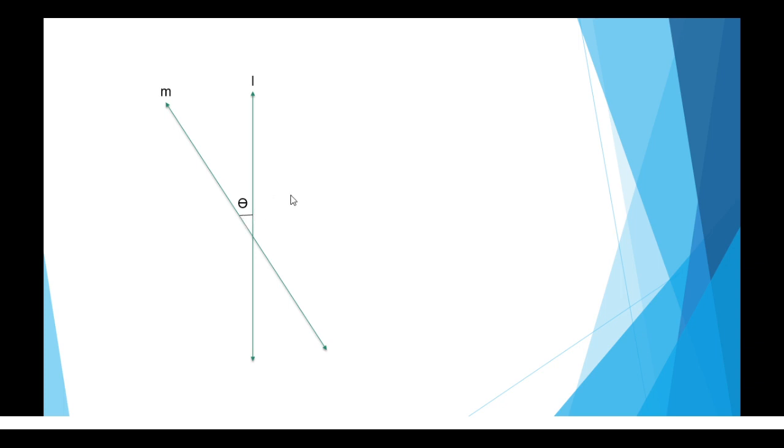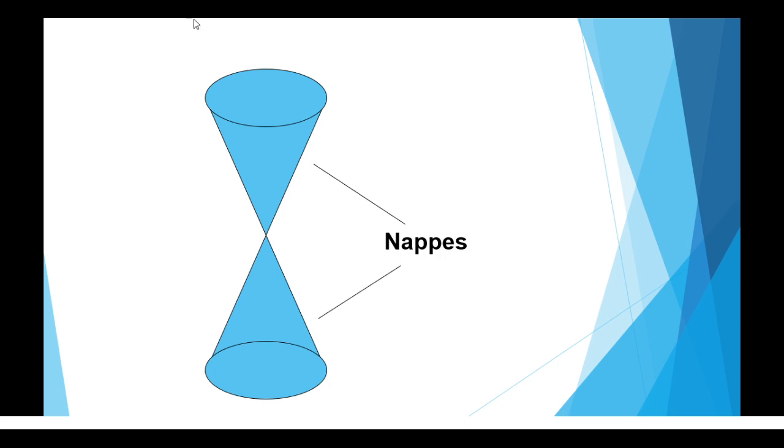Now suppose I rotate M in such a way that L is fixed and theta remains constant. That means I'll be rotating line M around line L, keeping theta fixed. Then what do I get? What will be the surface generated? Yes, this will be the surface, or this will be the structure generated.